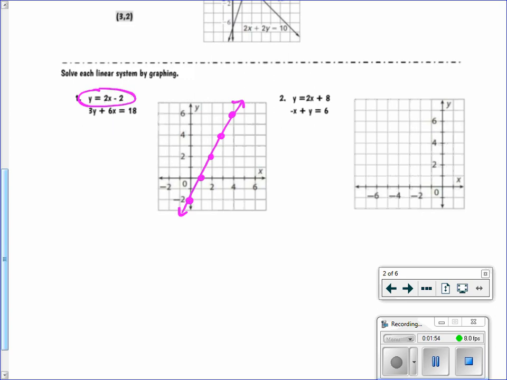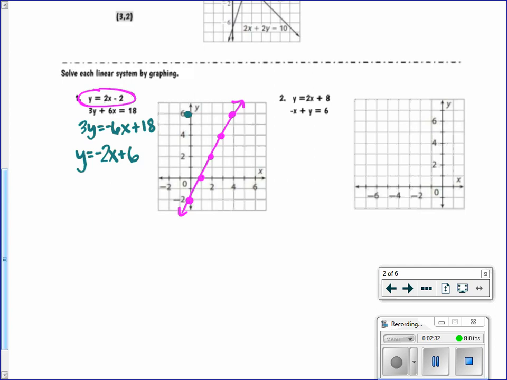Now for the second one. Is the second one ready to go for graphing? No. So put it into slope-intercept form first. What's the first step for that? Subtract the 6x to move it over. So that means it's going to be -6x plus 18. Now what? Divide everything by 3. When we divide everything by 3, -2x plus 6. We good there? Yeah. Okay. Now we're ready to graph.